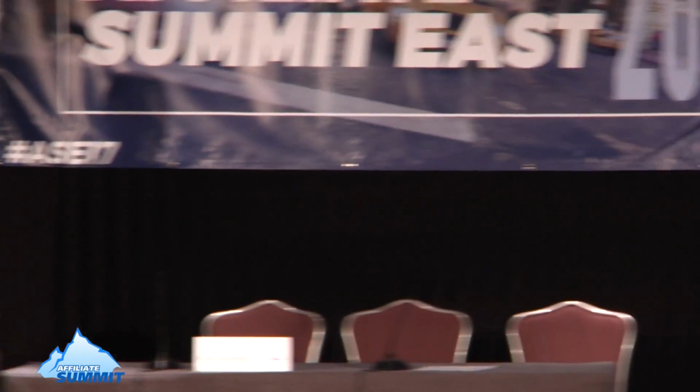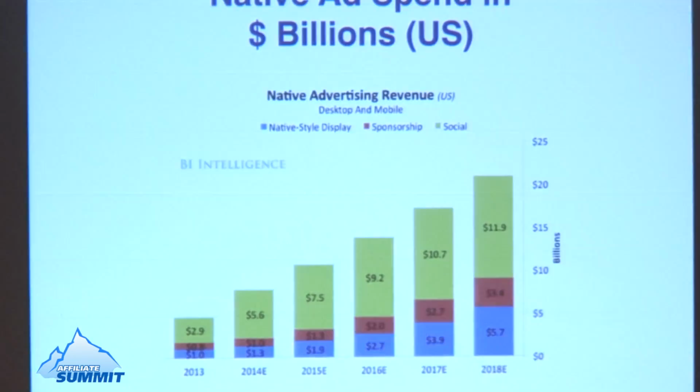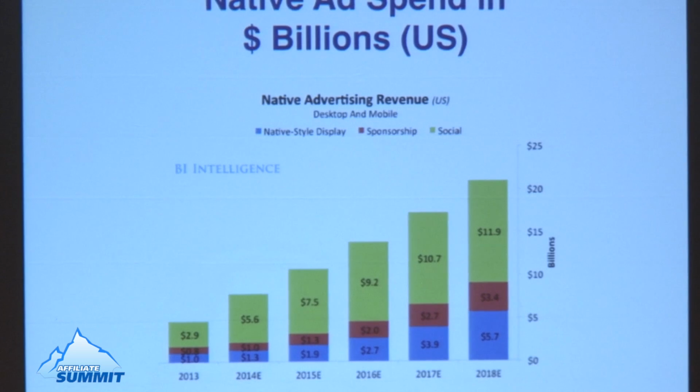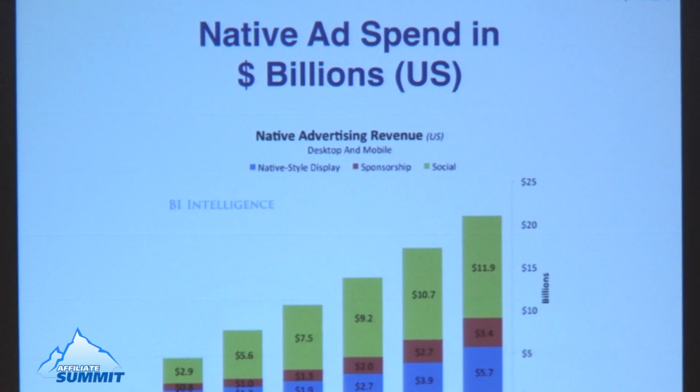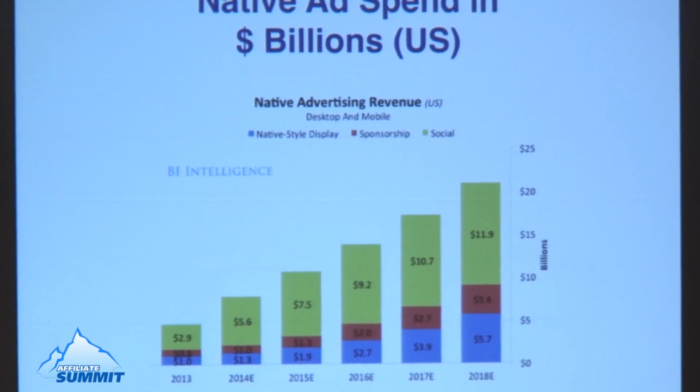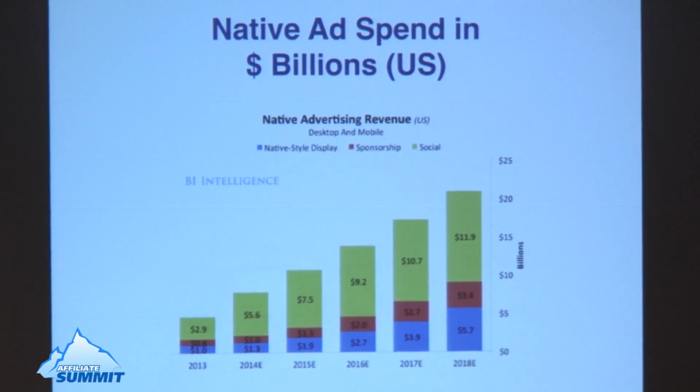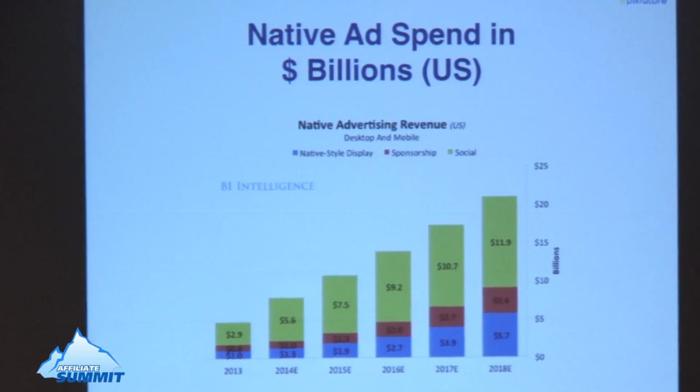Okay, so here's a little bit of statistics on native advertising. Business Insider and IAB disclosed a little information on how native is growing. As you can see on the graph, it's been growing quite rapidly, and it's estimated by 2018 it's going to take almost 22 billion in ad spend in North America. Native ads will be driving over 74% of all ad revenue by 2021.